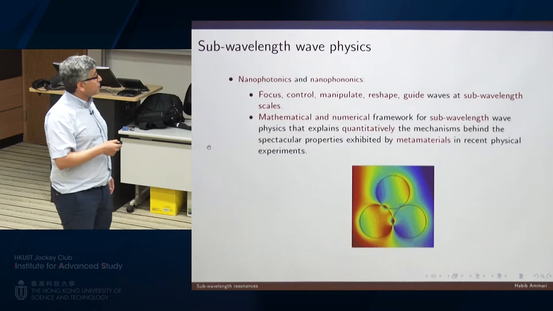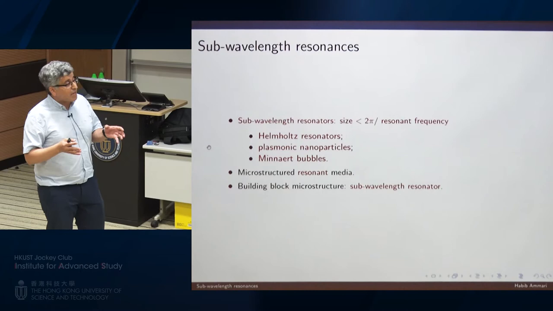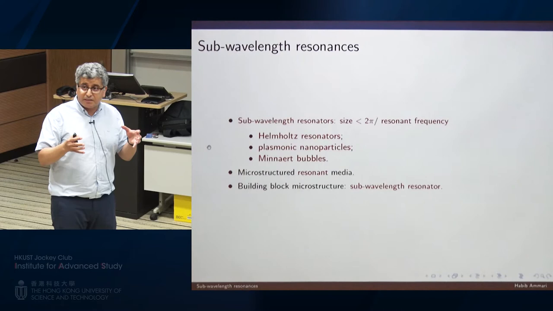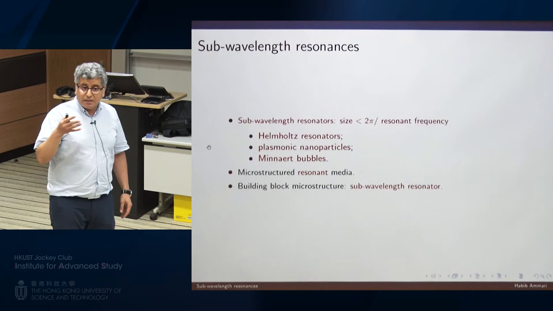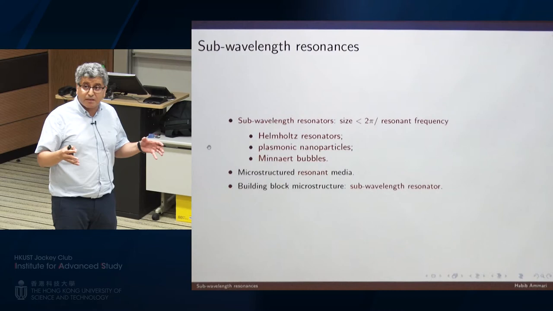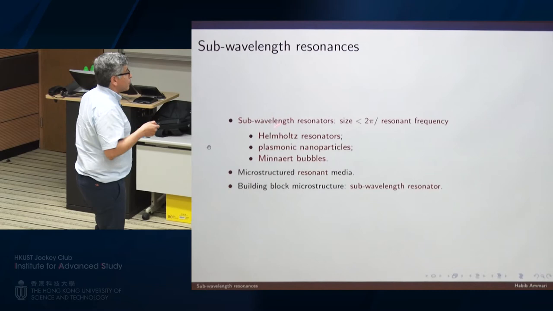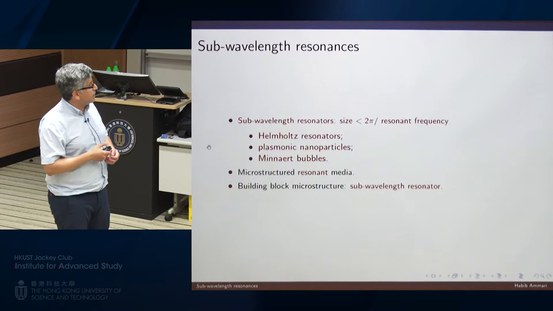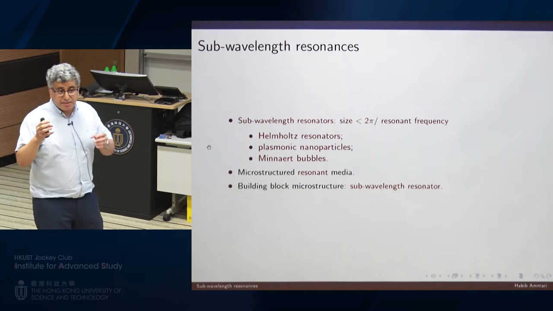So how do you do it? You construct these metamaterials out of subwavelength resonators. What's a subwavelength resonator? A subwavelength resonator is a resonator with a resonant frequency such that the resonant wavelength is much larger than the size of the resonator. Okay? There are three examples I will discuss. The first one is the Helmholtz resonator. The second one is plasmonic nanoparticles. And the third one is Minnaert bubbles. So out of the single resonators, there could be one resonator or many of them strongly coupled.